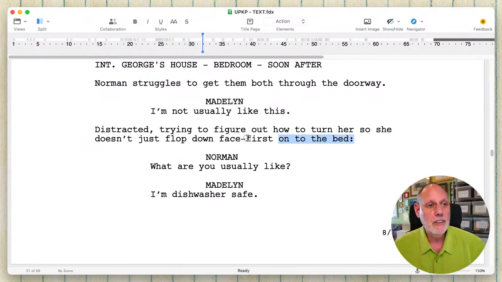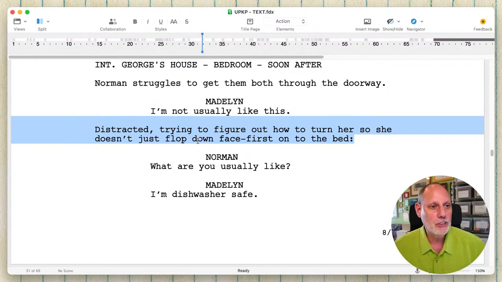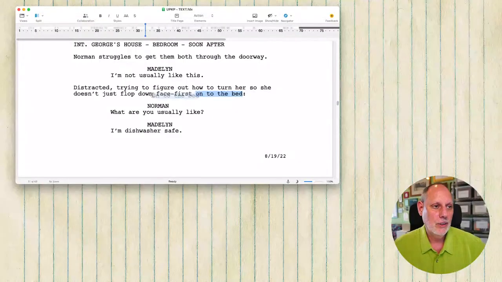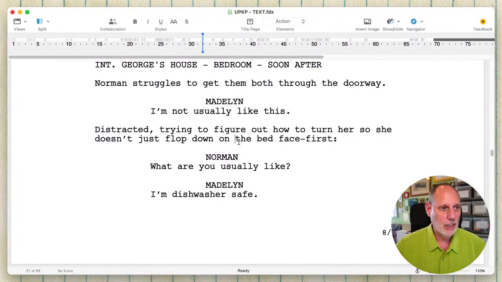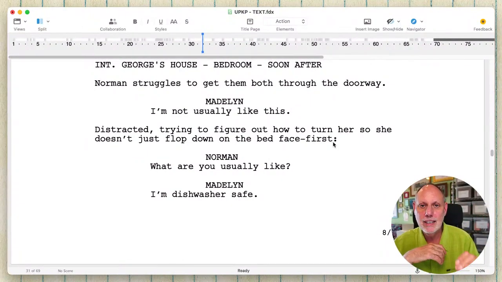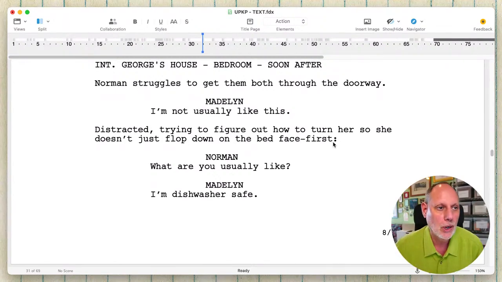By the way, distracted, trying to figure out how to turn her so she doesn't flop down face first onto the bed. There we go. Just a little fewer words, and put the face first at the end of the sentence to give it more punch. Whatever's at the end of your line, the end of a sentence, tends to be the punchline, the kicker, the strongest part. You kind of open strong, distracted, but then trying to figure out how to turn her so she doesn't just flop down on the bed face first.